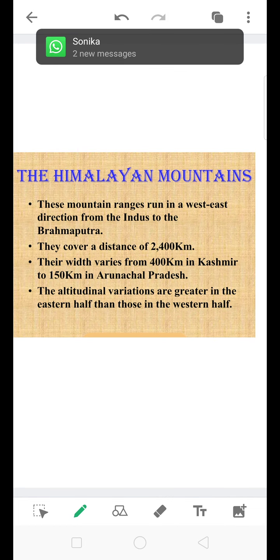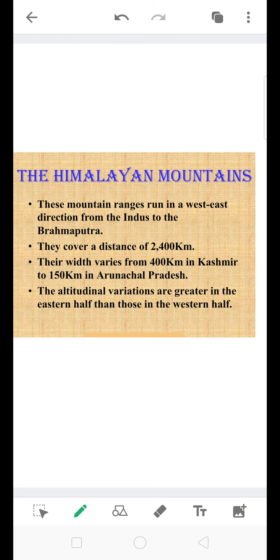We studied that these mountain ranges run in the west-east direction from the Indus to Brahmaputra. Next we studied that they cover a distance of 2400 km. Their width varies from 400 km in Kashmir to 150 km in Arunachal Pradesh. The altitudinal variations are greater in the eastern half than those in the western half.